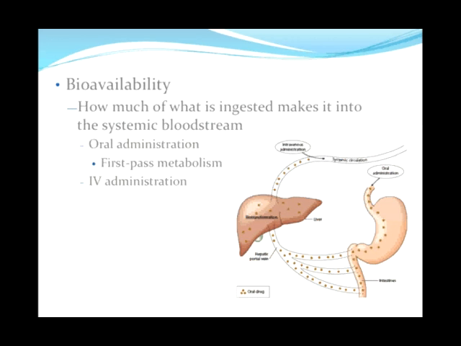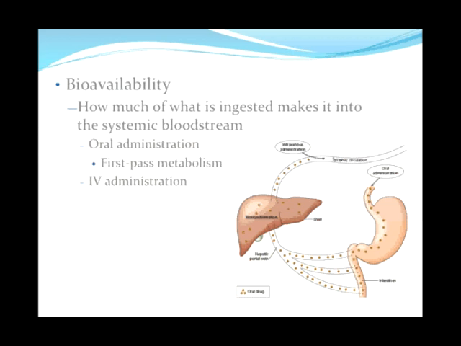The term bioavailability describes how much of what is ingested makes it into the systemic bloodstream. Oral drugs often have a lower bioavailability for two reasons. The first is not everything is absorbed for a variety of reasons, such as incomplete tablet breakdown, barriers to absorption across the gut mucosa, or gastric acid or enzymatic destruction. And the second reason for lower bioavailability is that after absorption through the intestines into the portal vein, the drug first passes through the liver, where some of the drug is metabolized before reaching the systemic bloodstream, termed first-pass metabolism.